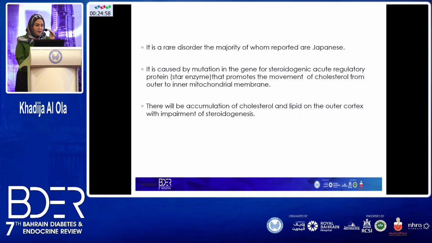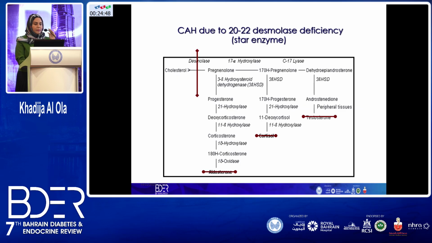It's very, very rare, and it's mainly in Japanese. It's caused by a mutation in the gene. I will not go through that. One important point: if this enzyme is deficient, the cholesterol will be in excess. So the adrenal gland will be huge, not only hyperplasia, very huge, and can be seen radiologically because of accumulation of cholesterol. It's called lipoid as well.